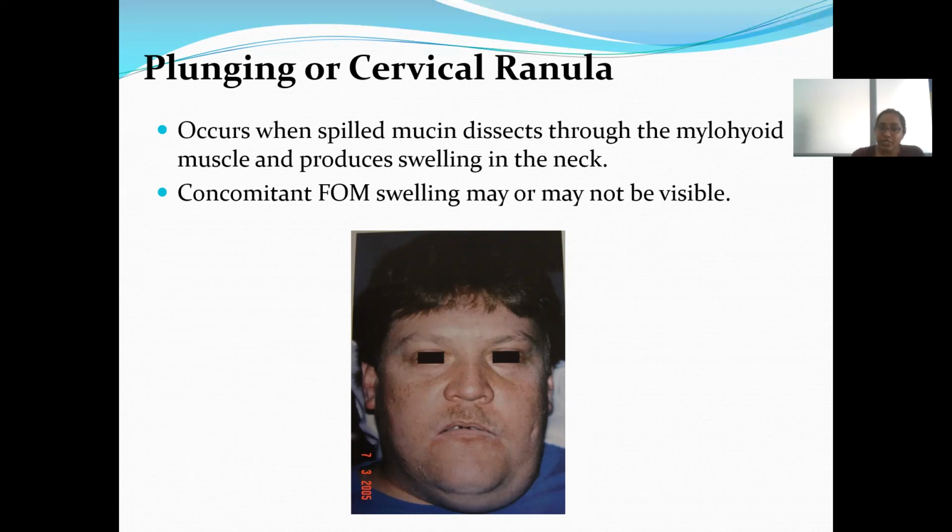Remember, a plunging or cervical ranula is nothing but a ranula that extends beyond the mylohyoid muscle, crossing it and extending below. That is when we call it a plunging or cervical ranula. So that completes sialolithiasis, mucocele, and the classification of salivary glands.